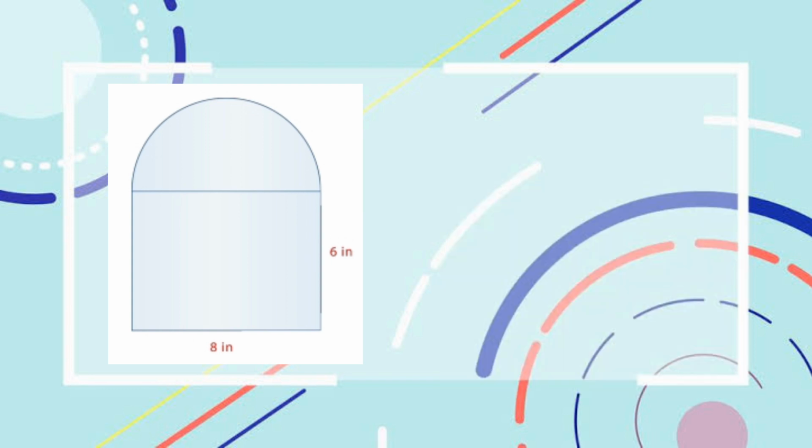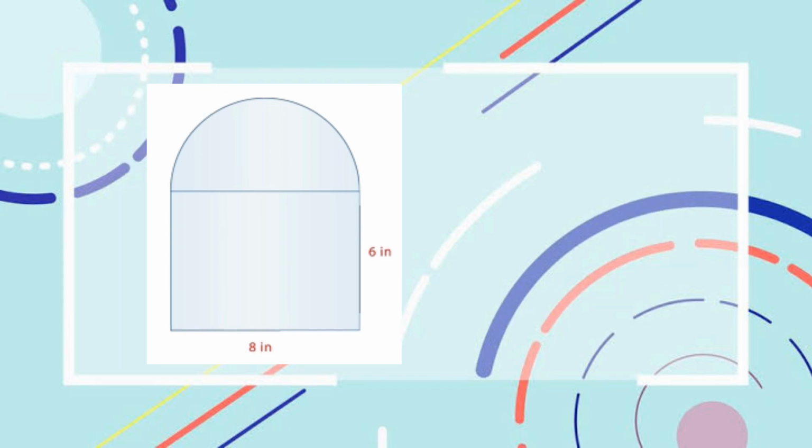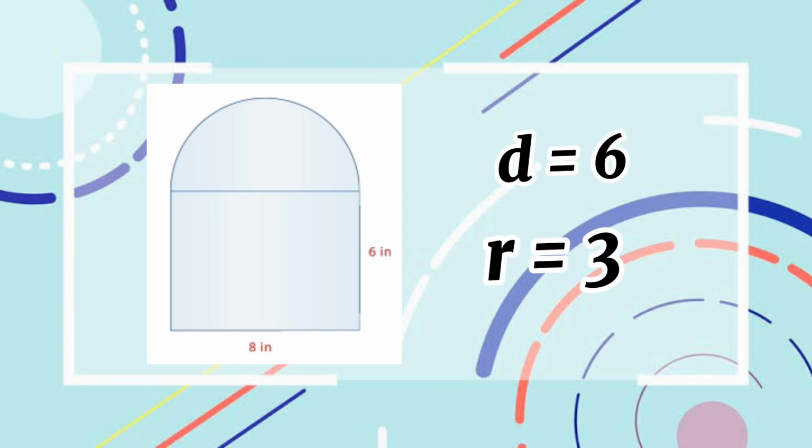Let's start with the rectangle. Let's use the formula for the area of a rectangle, which is A equals length times width. Length is 6 inches and the width is 8 inches. So we can multiply 6 times 8 equals 48. The area of the rectangle is 48. Now let's look at the semicircle. If the diameter is the width, which is 6 inches, then the radius is 3 inches. We can find the area of the circle now.